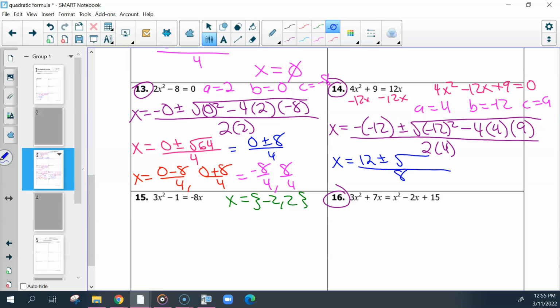This part is what you're talking about? For number 13. Oh, how we got 8 here? Yes. I took the square root of 64. So after we took the square root of 64, we got 8. Then we could break this into 2 separate things, the minus and the plus. And then we just simplified. 0 minus 8 and 0 plus 8, and then simplified again.